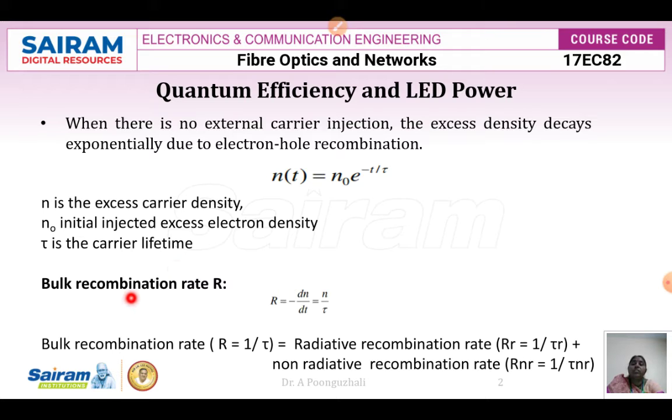So here we are going to see what is going to be the bulk recombination rate. So here the bulk recombination rate is going to be defined by the rate R is equal to minus dN by dt, rate of recombination there. So here in this case it is minus dN by dt, that is going to be n by tau.